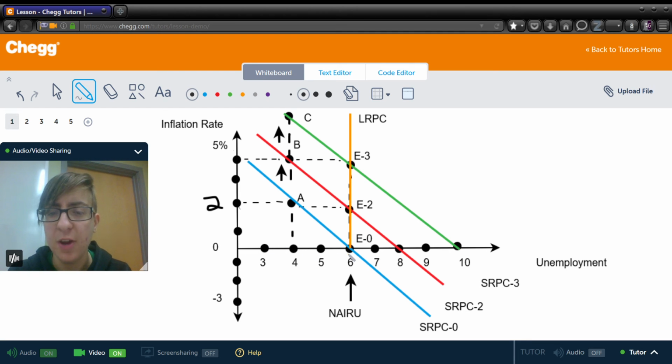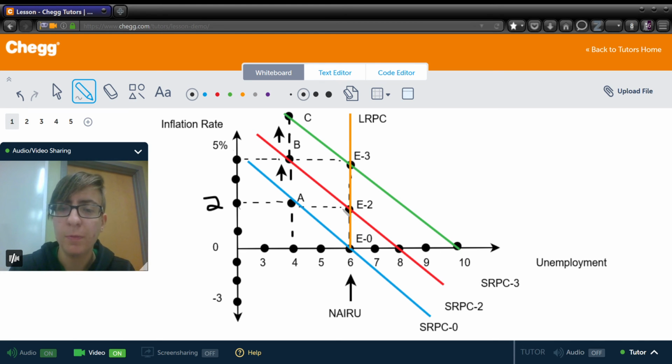Then your professor asks you, we have a 2% increase in inflation. What do? We shift the curve up by 2%. This gives us SRPC2. This now means at the same unemployment rate, 6%, there will be a 2% inflation rate. And then your professor asks you again, there's an expected inflation rate of 2% once more.